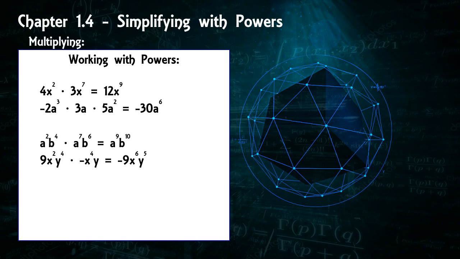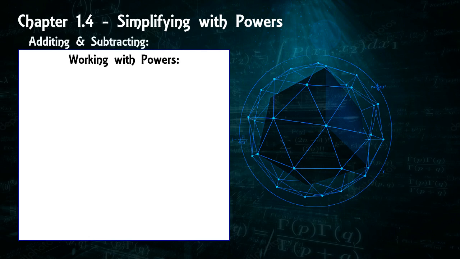Besides multiplying, we can also add and subtract powers, but only if they are like terms. You know that 3a plus 4a is equal to 7a. So 3a to the power of 5 plus 4a to the power of 5 becomes 7a to the power of 5. When adding or subtracting letters, the exponents don't change, only the amount.